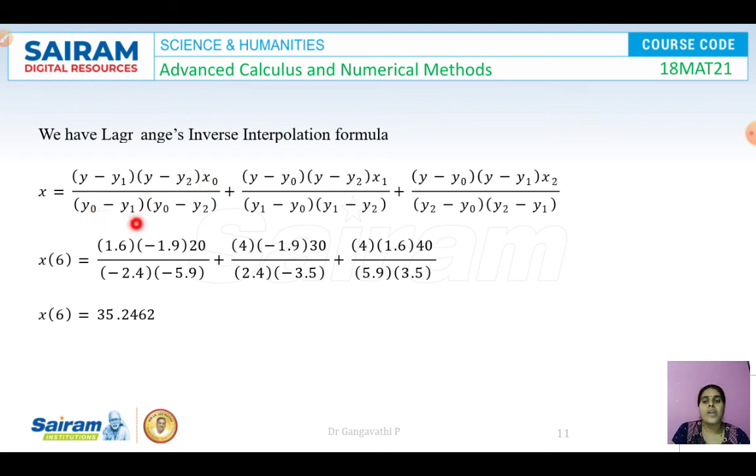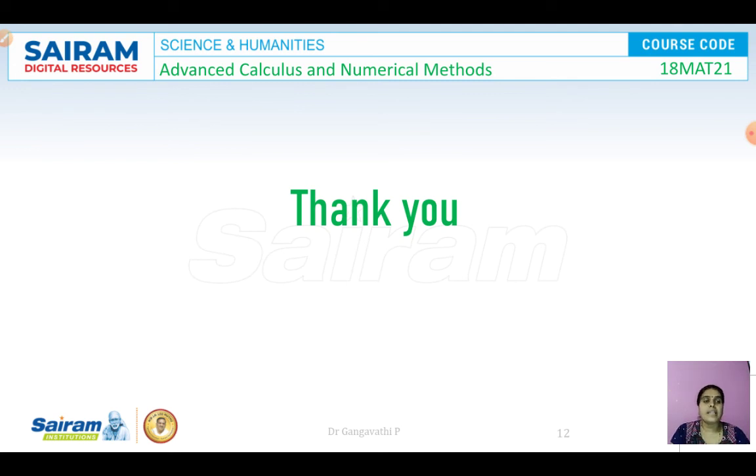x0 by (y0 minus y1)(y0 minus y2). Similarly, the second term is (y minus y0) into (y minus y2) by (y1 minus y0) into (y1 minus y2) multiplied to x1. (y minus y0)(y minus y1) by (y2 minus y0) and (y2 minus y1) multiplied to x2. So substitute for y, y1, y2, x0, x1, x2, we get this expansion, and on simplifying this, we get the value of x at y is equal to 6 as 35.2462. So this is how we have to apply the inverse Lagrange's interpolation formula and get the required result.